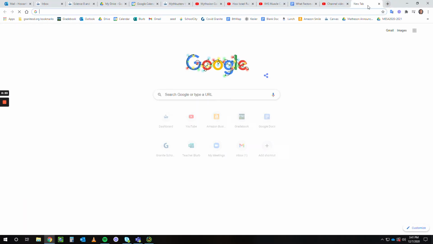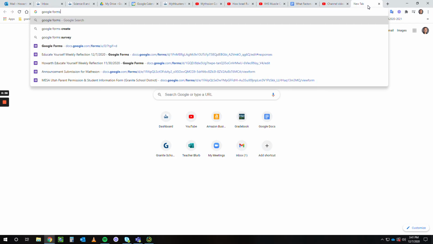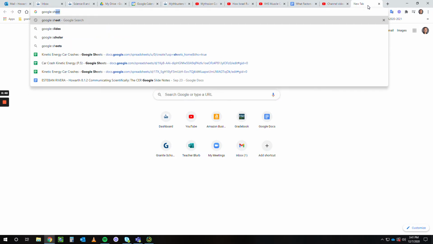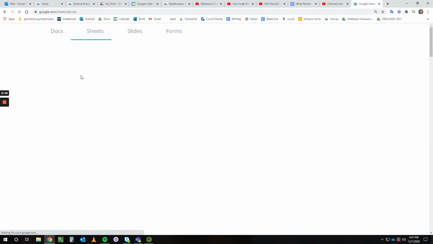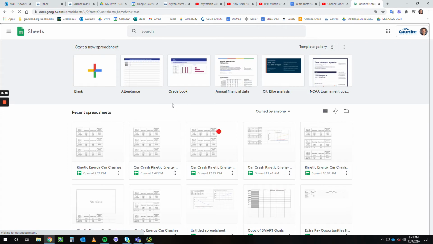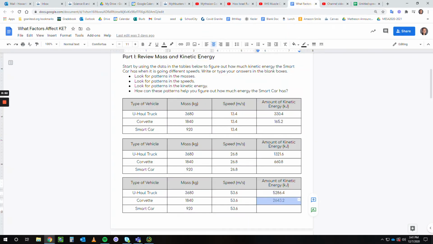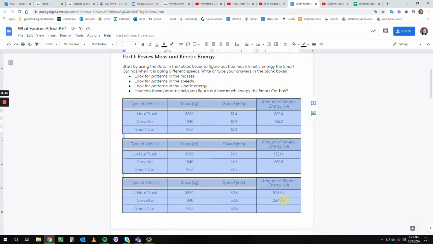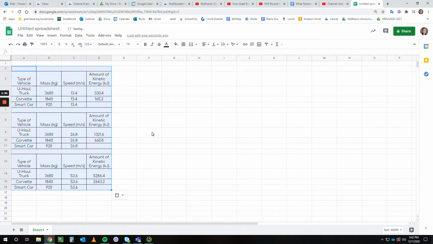Now, an easier way to do this is to go to Google, type in Google Sheets. Sorry about that. Google Sheets, go ahead and open up a brand new sheet. Then I am going to take all this information. I'm just going to go ahead and highlight these charts. I'm going to hit Control C because that copies it. I'm going to hit Control V to paste it all.